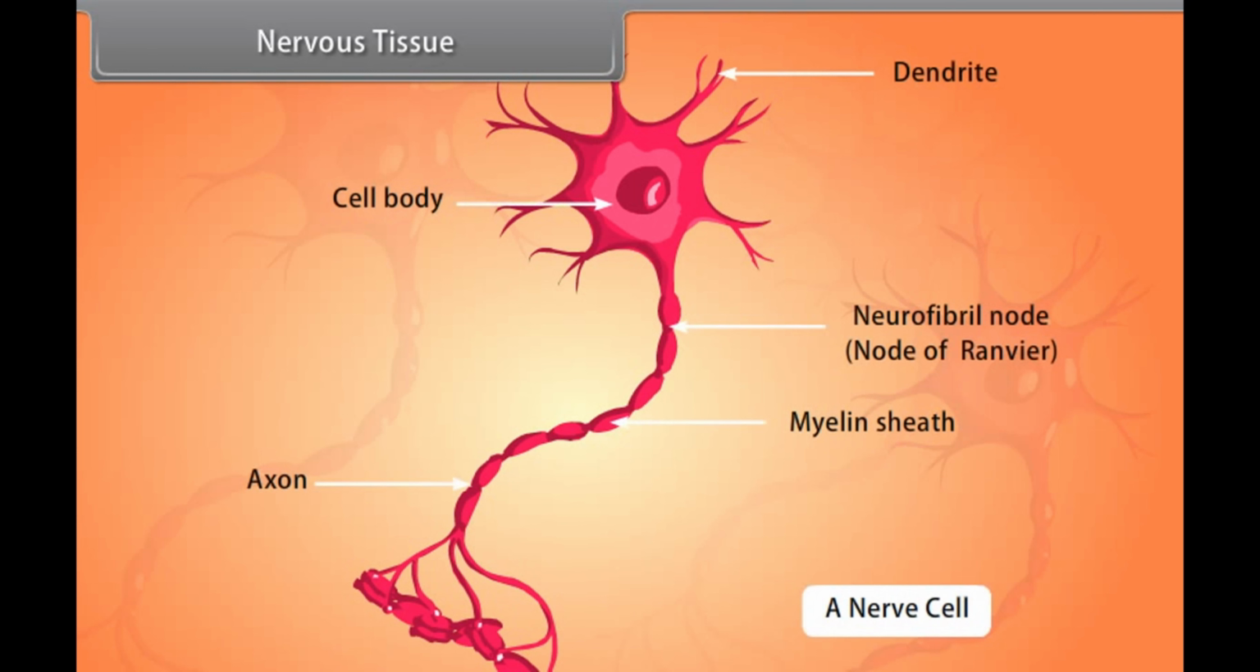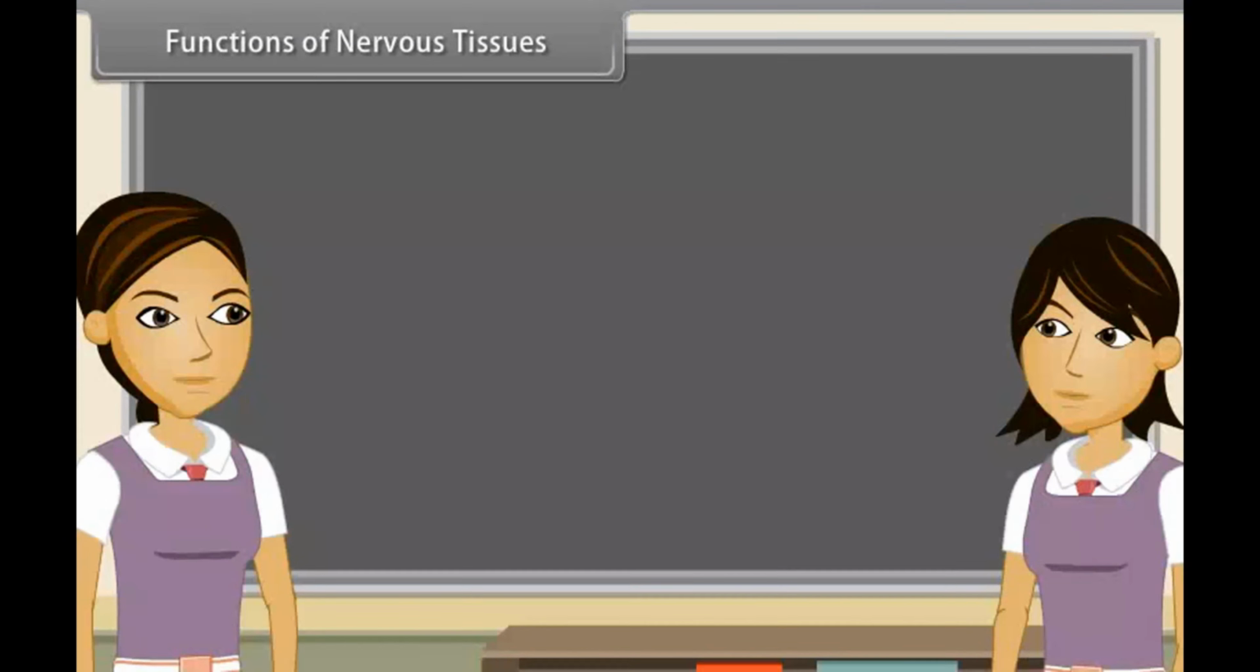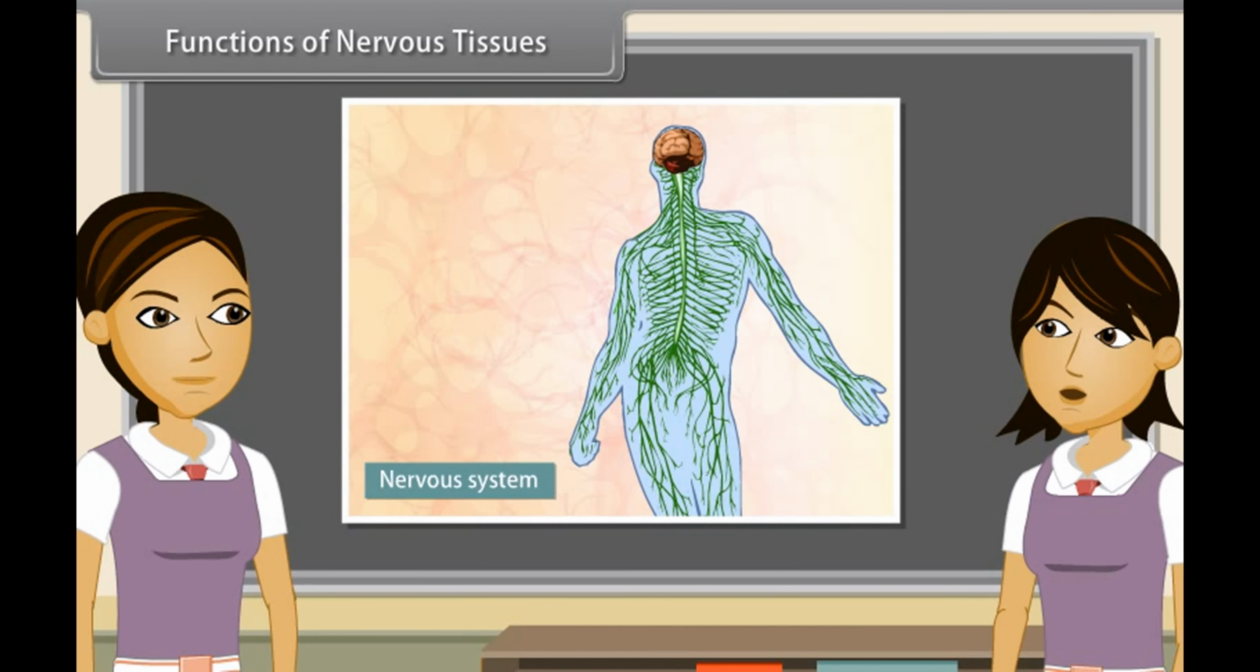Axon is also called nerve fiber. An individual nerve fiber is about 1 meter long. Functions of nervous tissues. The dendrites receive impulses and the axon takes impulses away from the cell body. Impulse is the passage of electrical activity along the axon of a nerve cell.